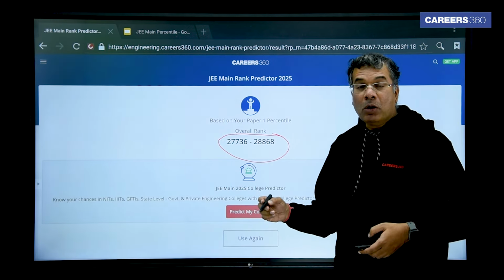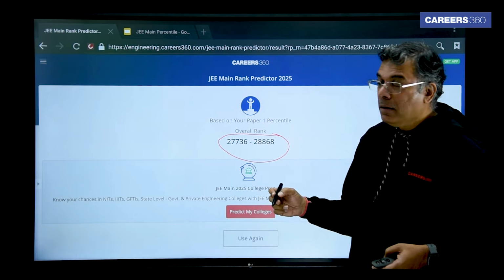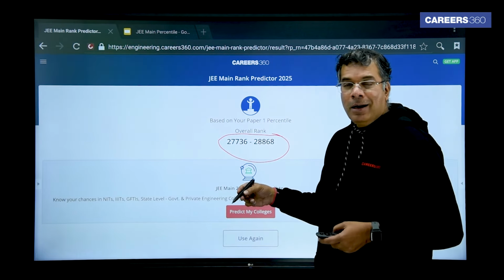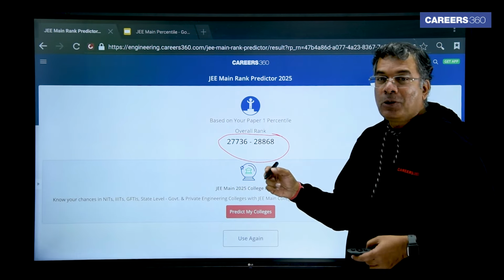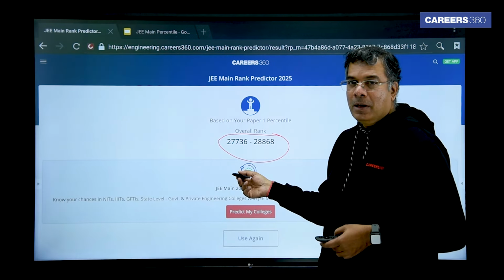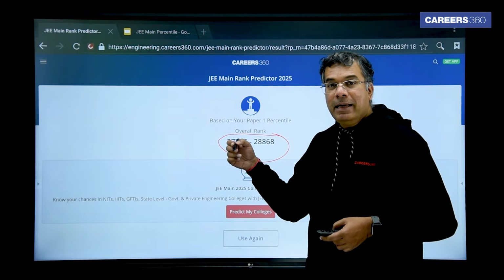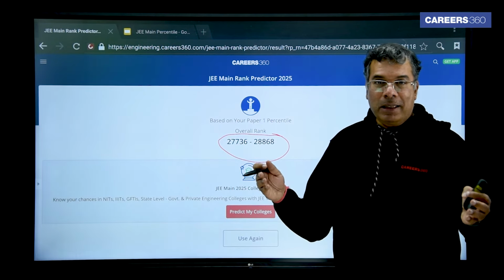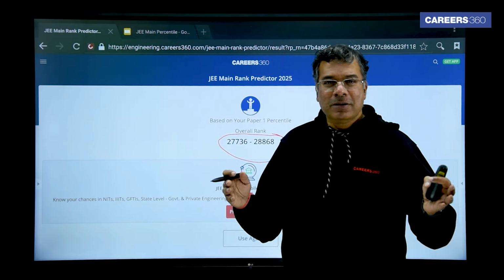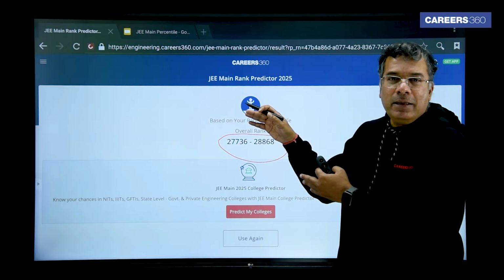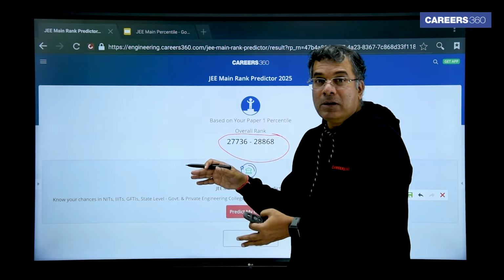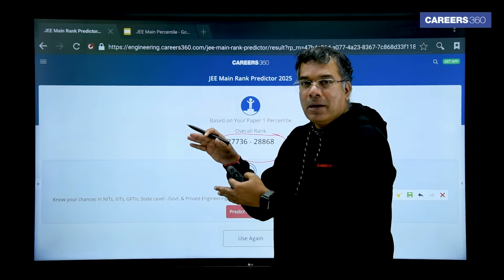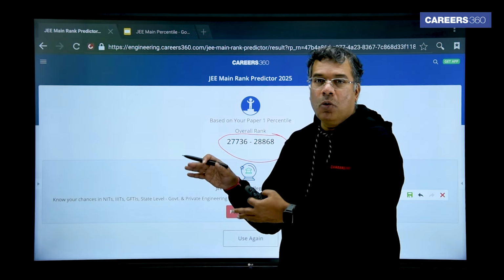Based on this, we also have a product called college predictor. You can use this rank to search for the kind of colleges and the kind of branches that you'll get based on the rank that you got here. So the more detailed way is to understand how the normalization works, how the shifts work, how the percentile works, or the second, simpler way is just using the rank predictor, understanding what your percentile would be, what your rank would be, and using the college predictor to understand which colleges are likely to get you admission at what course.